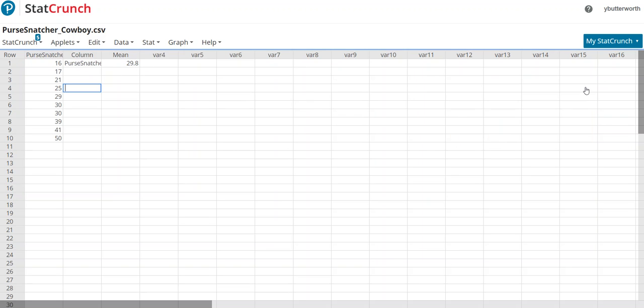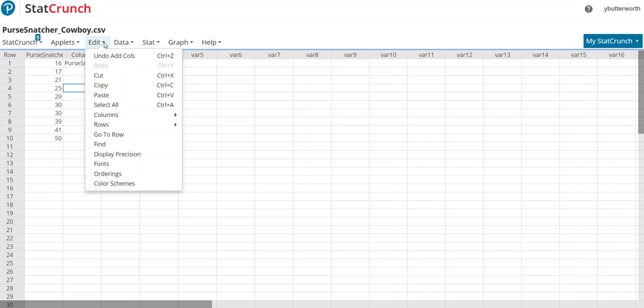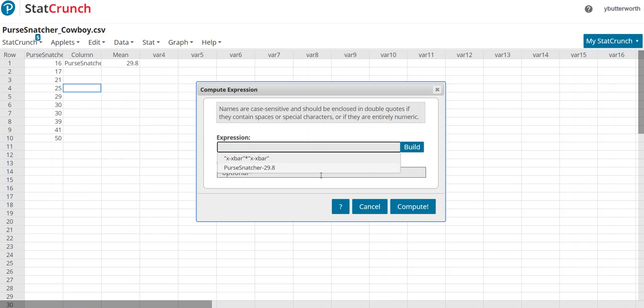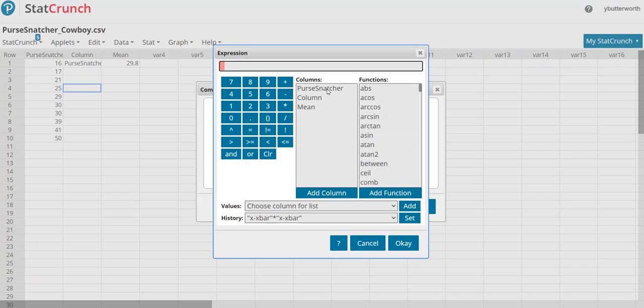All right, now that I've done that, I'm going to do the first computation in calculating the variance of a sample, which is to find all the values of the x's, the data values, minus the mean. So I'm going to go to Data and go to Compute Expression. And so I'm going to go to Build, and I'm going to say, okay, I want to take the Per Snatcher data, add that column, and subtract the mean from that. Since I've stored that in the data, I can actually just say, go ahead and subtract that mean from it.